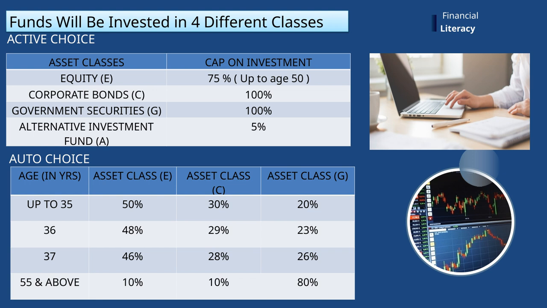Looking at the age-based table, you can see how the portfolio shifts over time. For example, up to age 35, the allocation favors equity at 50%, with smaller portions in bonds and government securities. As you grow older, the equity share gradually decreases, and the portion in government securities increases significantly, up to 80% after age 55, reflecting a more conservative, stable approach as retirement approaches. Overall, the goal here is to balance growth and safety, adapting the investment mix to your age and risk tolerance, whether you choose active management or an automatic adjustment.